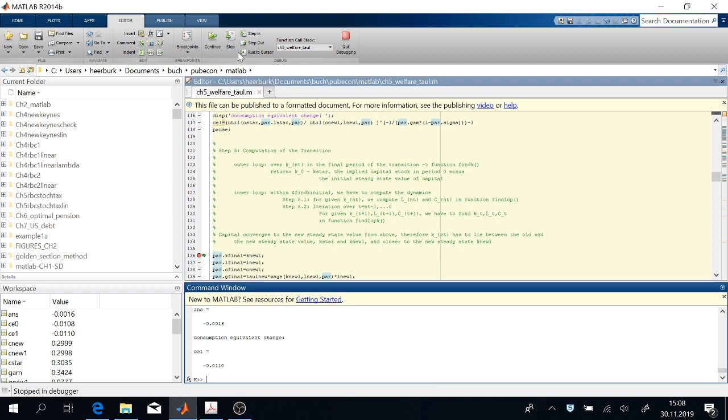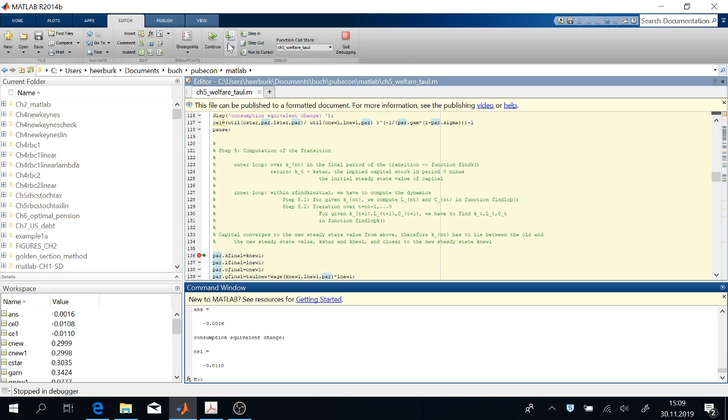And continue our iteration. So in line 120, you find a short description of what we do. Step 5, computation of the transition, outer loop over K40 in the final period of the transition. Therefore, we have to solve the nonlinear equation function find K. And in the inner loop, in the first step, we compute L40 and C40 for given K40 and iterate backwards in time until we have found K0.